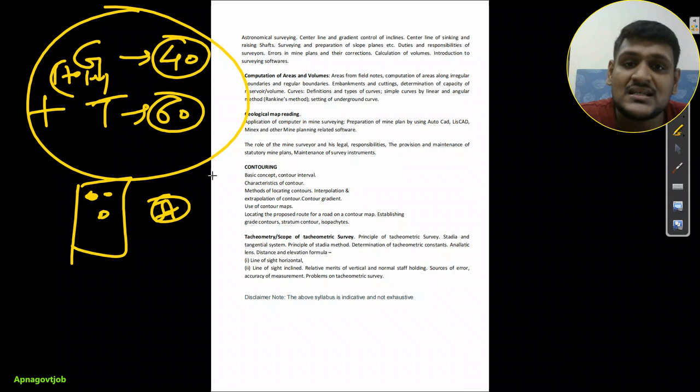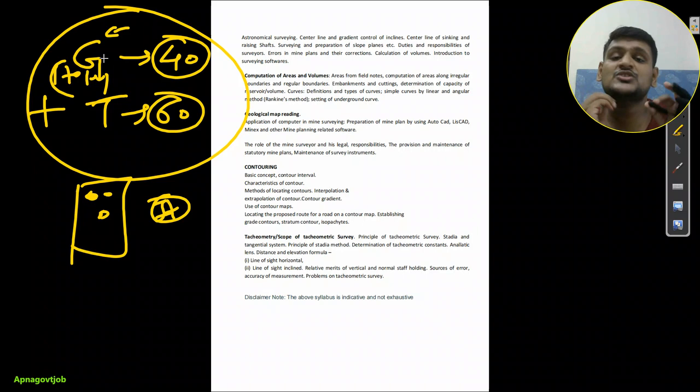At least try to give time to your DI and puzzles. Don't leave DI and puzzles because that is the deciding factor of your exam, okay? Also in GK, whatever you can do, just do that, okay?